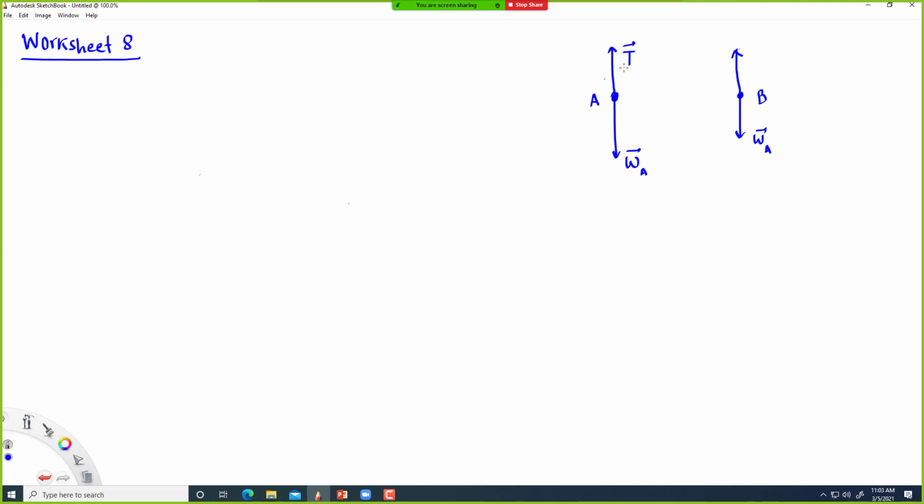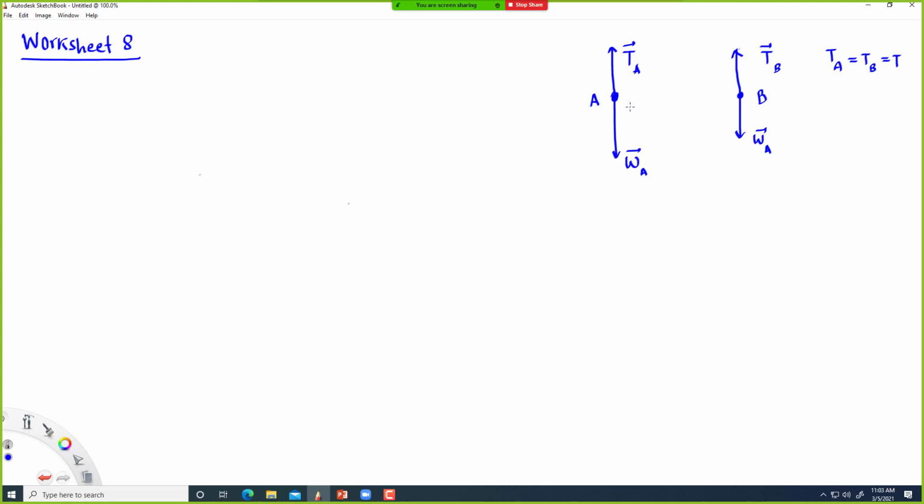Now, these two ropes are connected through the pulley, so that means the tension must be the same. So this tension and this tension, if you want, you can write this TA and TB, but they would be the same because they are connected. They are pulling each other, so tension A is equal to tension B, and you can just call that T. So that's all the forces we have, and then we also need to decide the acceleration.